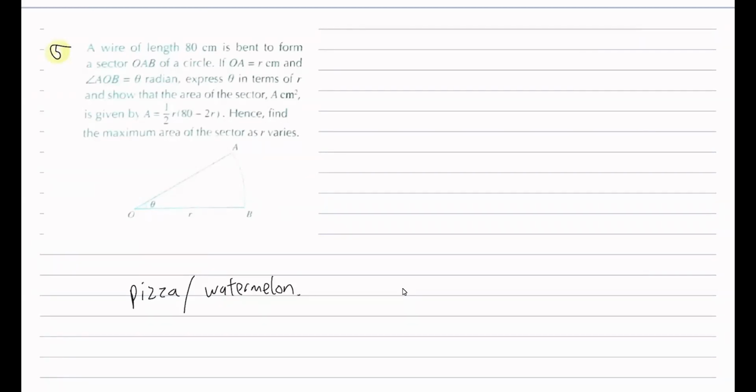If OA equals to R, CM equals to R, and angle AOB equals to theta radians, express theta in terms of R and show that the area of the sector ACM squared is given by A equals to half R times 80 minus 2R. Hence, find the maximum area of the sector as R varies.